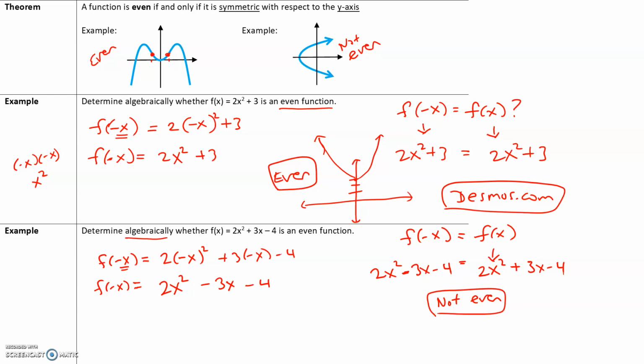Okay, and if you were to graph this on a website like Desmos, I'm doing a very rough sketch. Here's what the function looks like. So with the y-axis, it's not symmetric because we don't have a mirror image on both sides of the y-axis. Therefore, this function is not even.